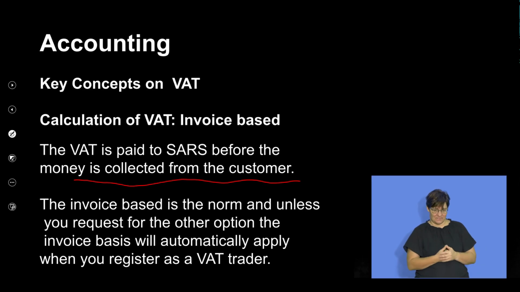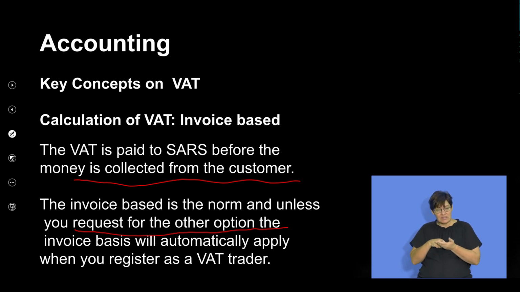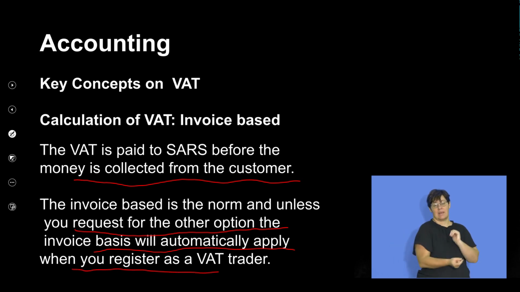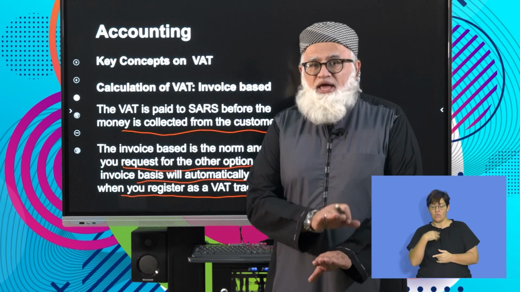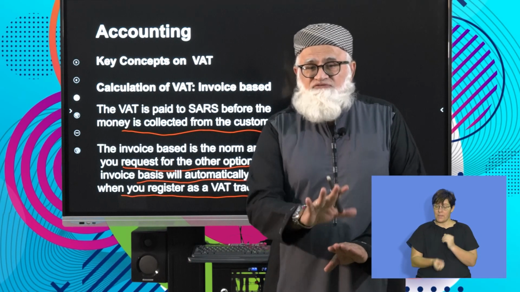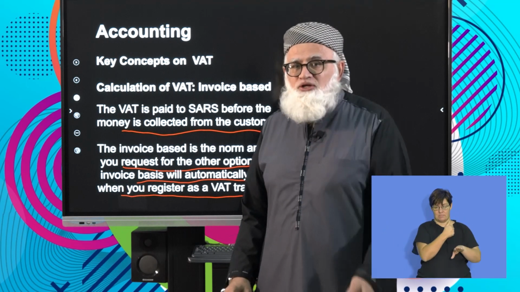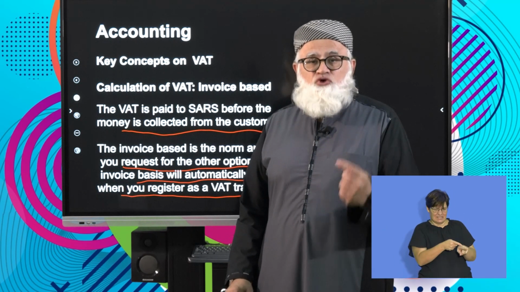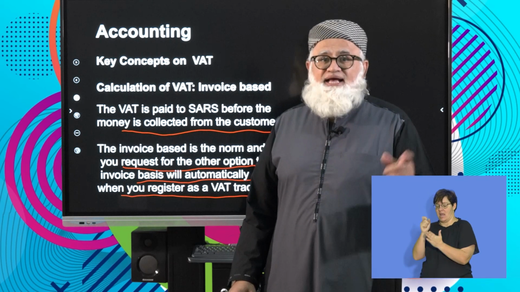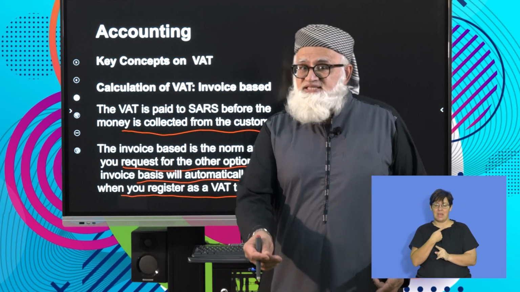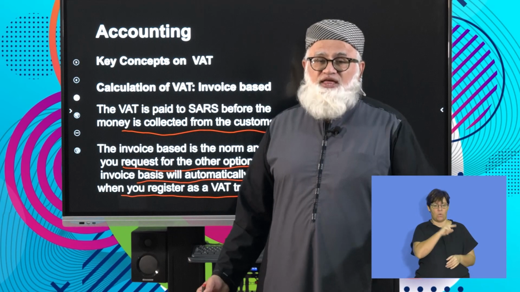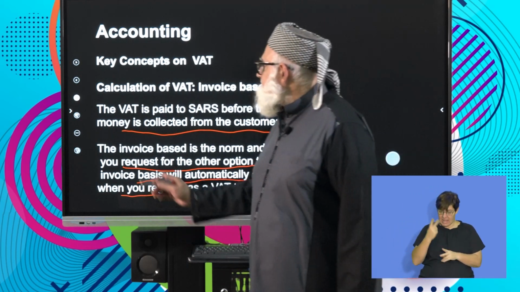The invoice based is the norm, and unless you request the other option, the invoice basis will automatically apply when you register as a VAT trader. Important. So if you register as a VAT vendor, immediately you know you are going to have to use the invoice basis. If you do not want to use the invoice basis, you have to apply in writing to SARS, explaining why and giving reasons why you want to opt for the receipt basis.